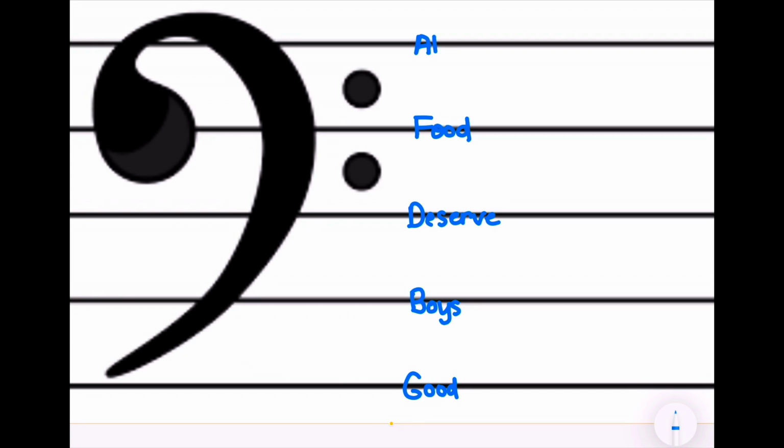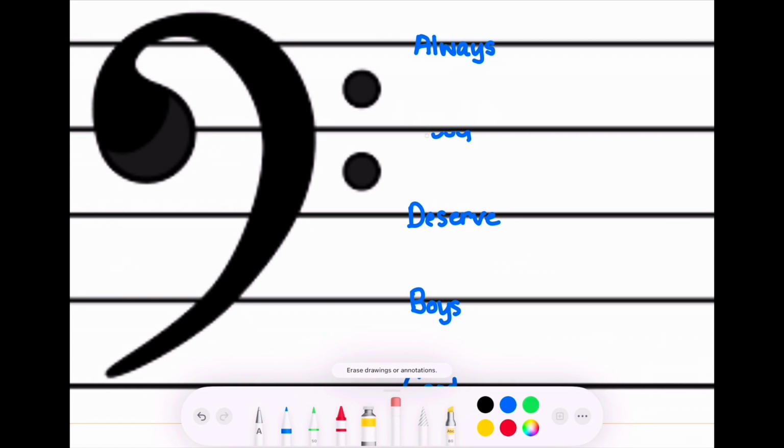I'm going to change this to fudge because I think that since we did fudge for treble clef, we might as well do fudge for this one. So I'm just going to go ahead and change it. And the top one is always.